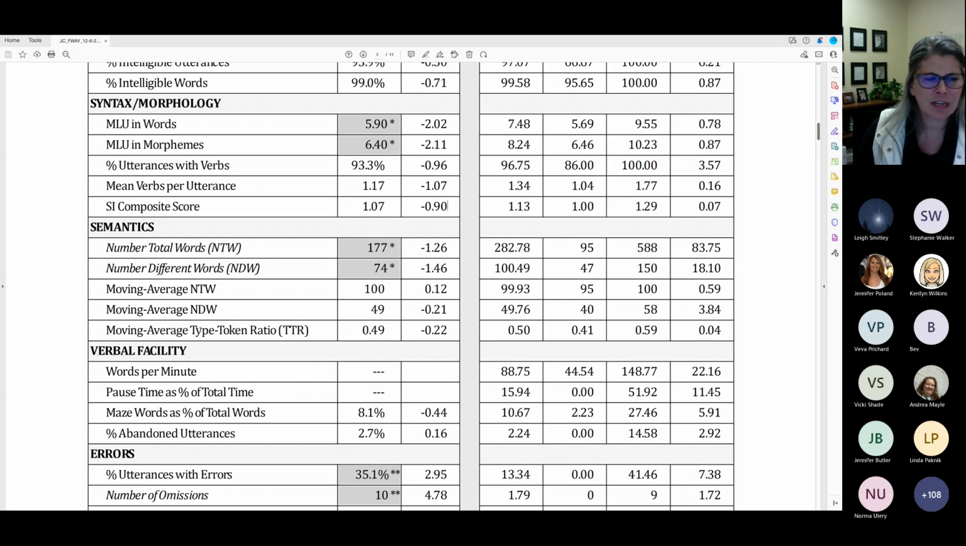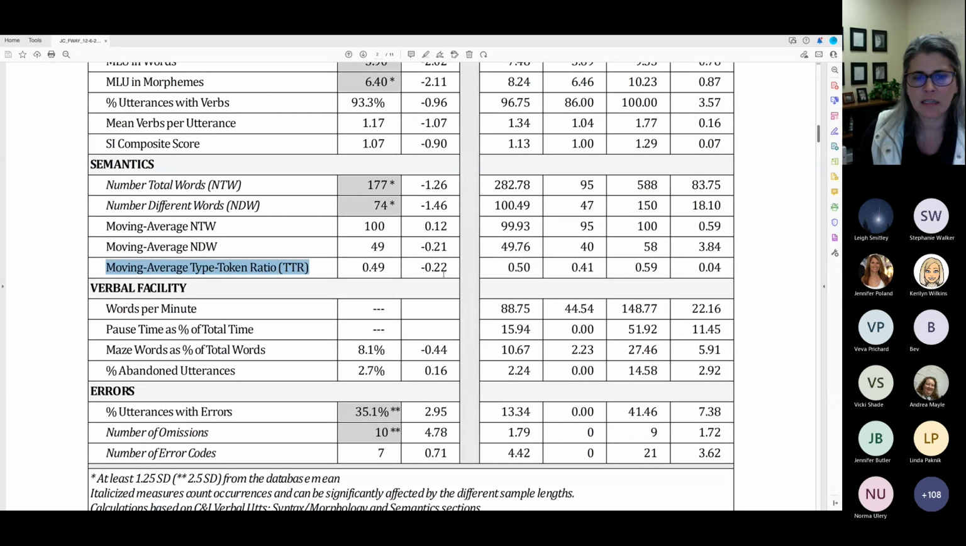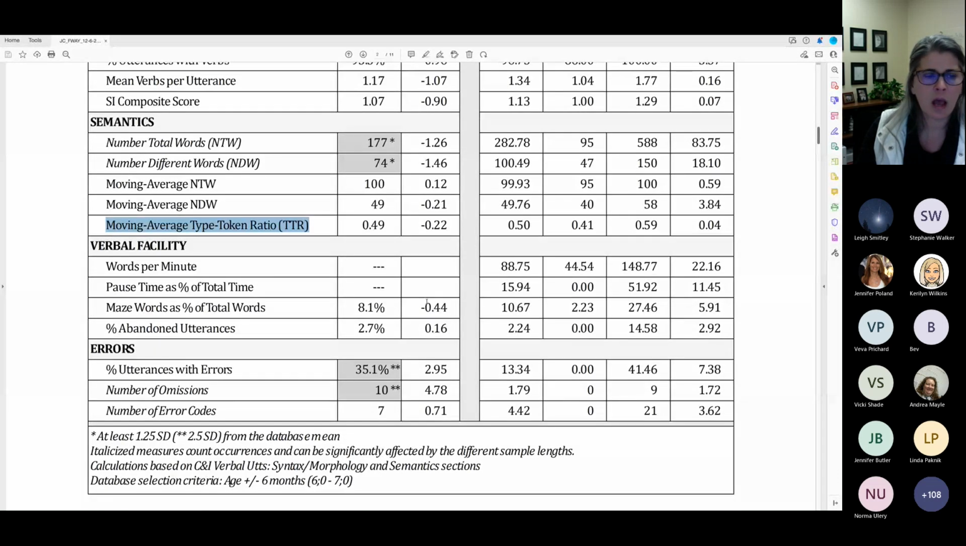As you know, type token ratio has kind of gone away, but we have this new measure that's been proven to be more reliable called the moving average type token ratio. It's really complicated to figure out how they calculate that. I'm still not sure that I understand it, but in this particular case, he's not significantly different from his peers. So that's not necessarily an area of concern right now.